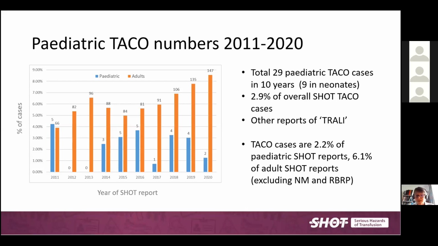For the last 10 years, there's been a total of 29 paediatric TACO cases, so the numbers are small and they fluctuate, but we have got a number that we can sort of draw conclusions from, and that includes 9 in neonates. Overall, the paediatric TACO cases are 2.9% of overall SHOT TACO cases.